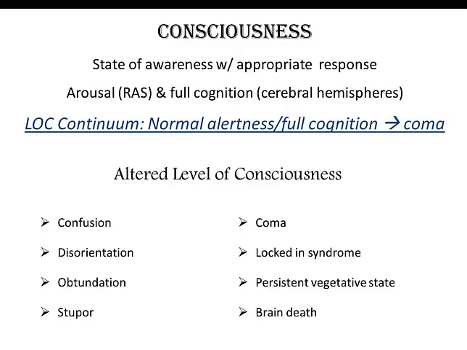Coma: unconsciousness, unresponsiveness, and unarousable. The patient may exhibit non-purposeful movement, but there is no attempt to withdraw. Locked-in syndrome: a state of muscle paralysis where there is preservation of full consciousness or cognition. Persistent vegetative state: there is no cognitive function. The patient can have sleep-wake cycles.